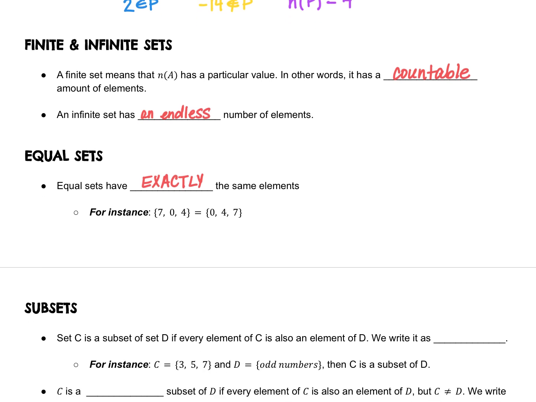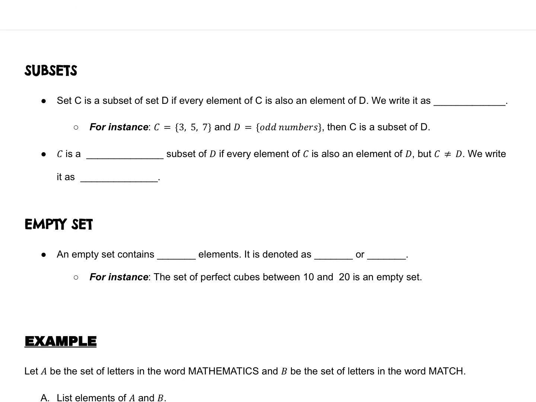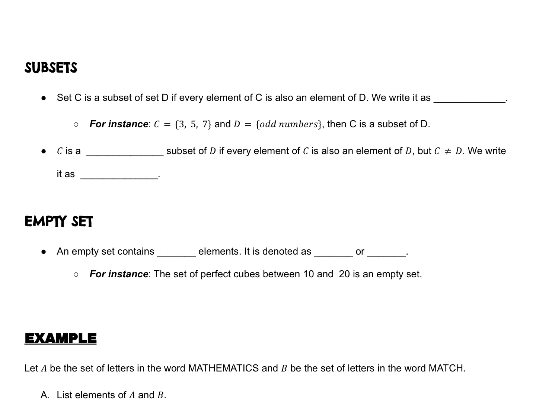Okay, next let's look at subsets. It says set C is a subset of D if every element that is in C is also an element of D, and we write it as C being a subset of D, using the subset symbol. What that means is, if I look at the example below, if I say that C is the set of the numbers 3, 5, and 7, and D is the set of all odd numbers, then I know that C is inside of D, which means that C is a part or a subset of D.